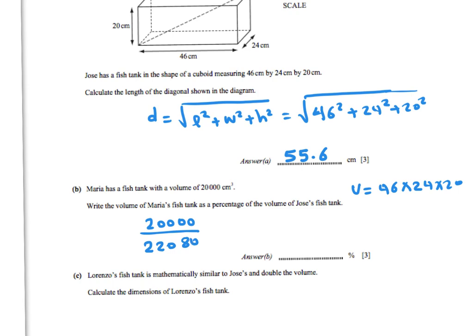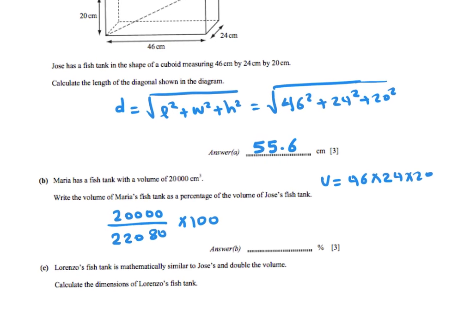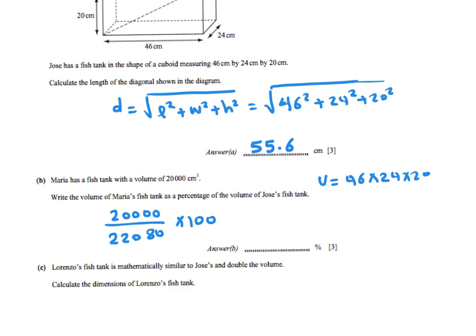So to find the percentage, divide the volume of Maria's tank by the volume of Joe's tank, then multiply by 100 to convert to percent. So the answer, 20,000 divided by 22,080 times 100, is 90.6 to 3 significant figures.